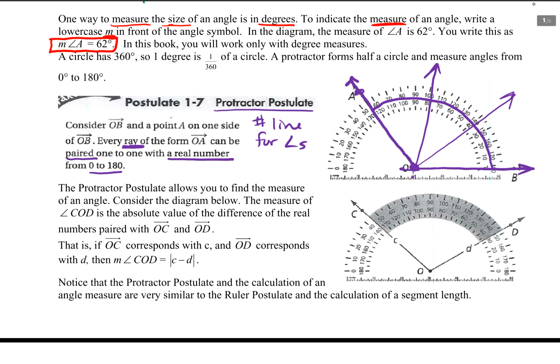Okay? Hopefully you see that this is very similar to our ruler postulate. This allows us to find the measure of an angle, and the way that we do that is this formula right here. The measure of our angle is equal to the absolute value of point C minus point D, because we're just working on this circular number line and we are simply measuring how many degrees we have moved around that. And as we said, the protractor postulate is just the ruler postulate for angles.